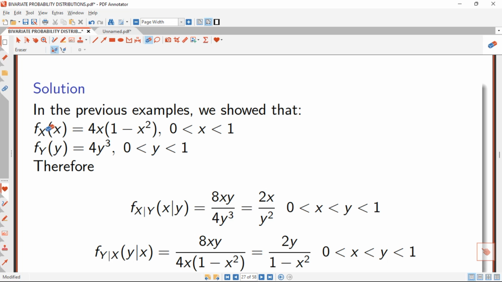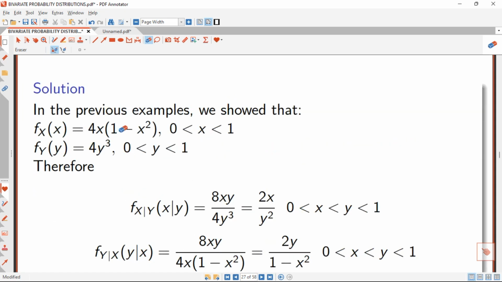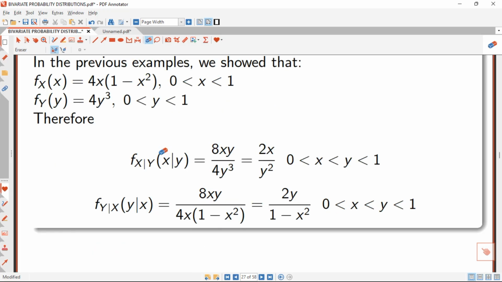For this particular question, the marginal for x is 4x bracket open 1 minus x squared. And the marginal of y for that question is 4y raised to the power 3. The x and the y you see here are the limits for both the marginal of x and the marginal of y. And then the question says that we should find the conditional expectation for x given y.